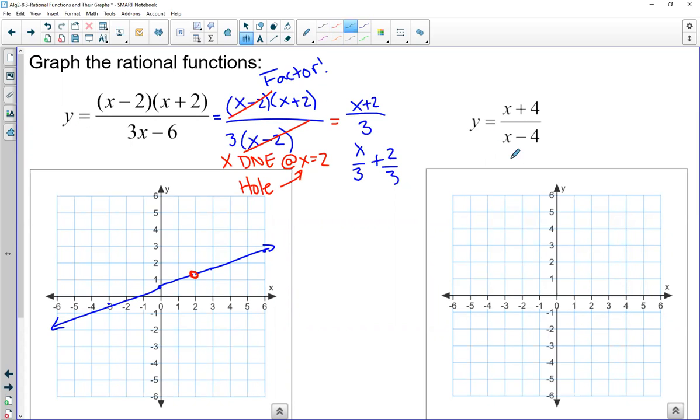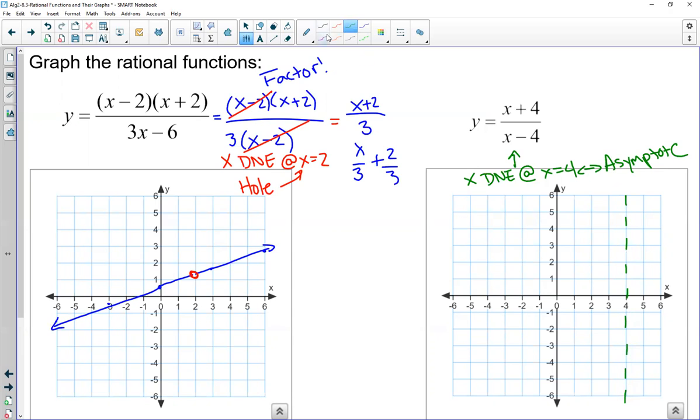Now for the next one, we can see that the value of x that makes the denominator 0 will be 4. So x does not exist at x equals 4. And on the numerator, I see that I cannot factor anything out. So there will be an asymptote at x equals 4. So let's go ahead and graph that asymptote. Okay, that's our vertical asymptote.